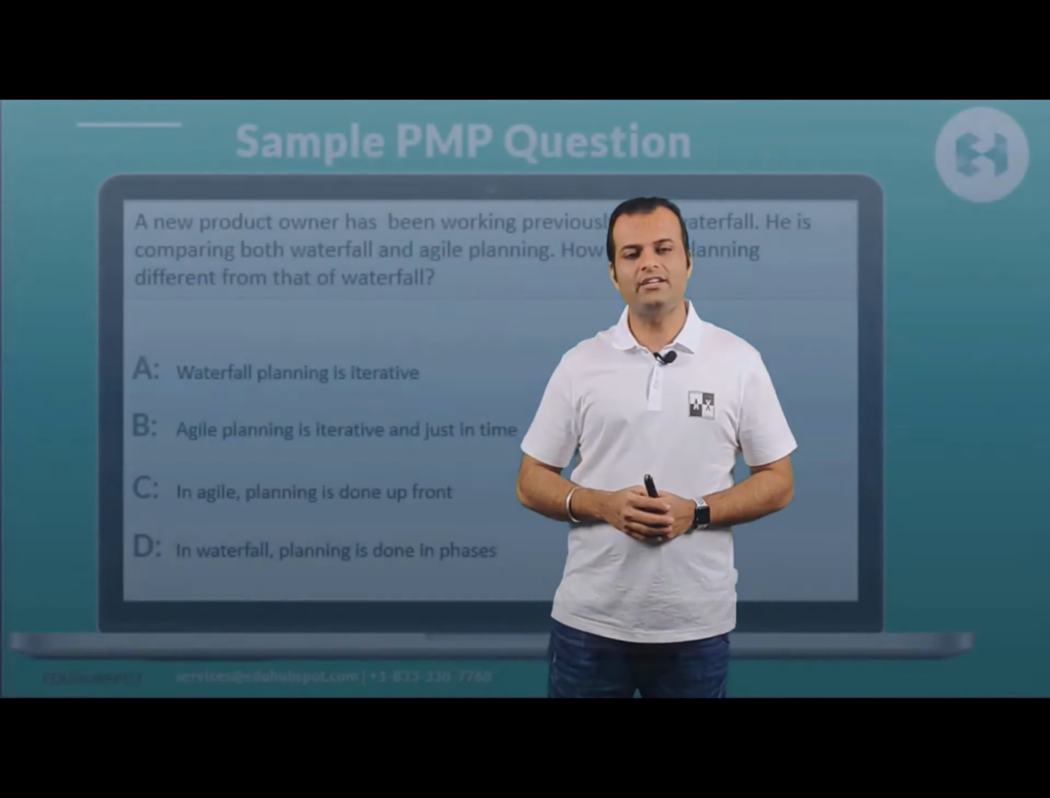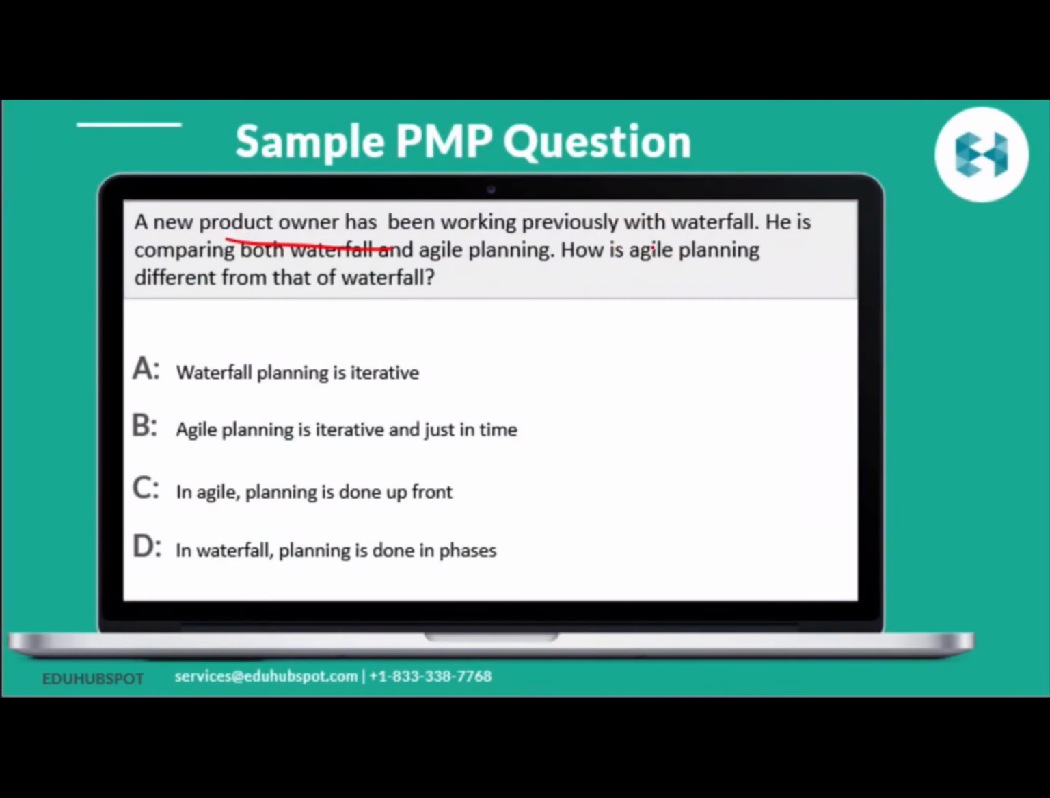So let's go right into this question. A new product owner has been working previously with waterfall. He's comparing both waterfall and agile planning. How is agile planning different from that of waterfall? First of all, we will be using our elimination technique. As you know, I love using the elimination technique. A: Waterfall planning is iterative. As I explicitly told you, it is actually agile planning which is iterative or incremental. Waterfall is not iterative, so definitely A is out.